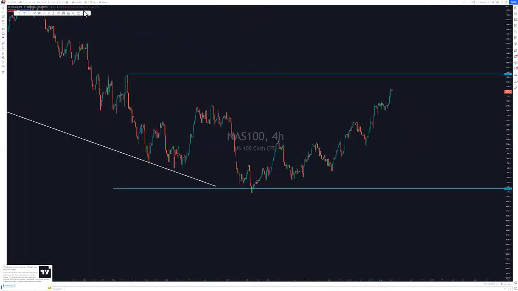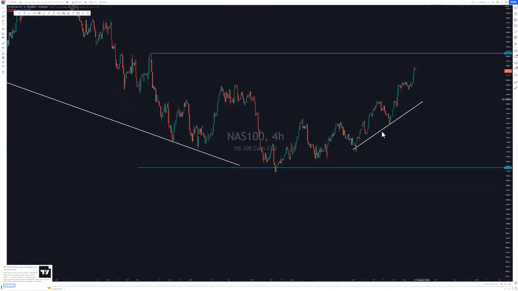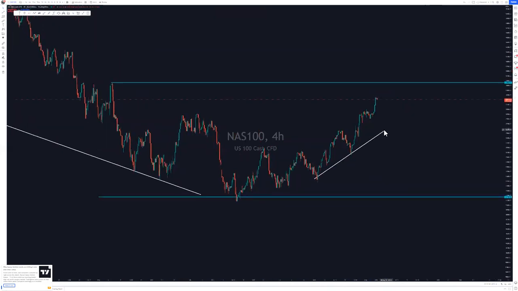But then, guys, as I said, Nasdaq has been in an uptrend. So price was going and coming here, going and coming here. So I'll just increase my trend. We might see price coming here, guys, and then goes up. So from here, guys, I have to go to the 1 hour.